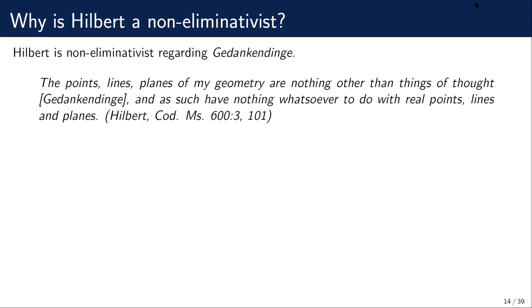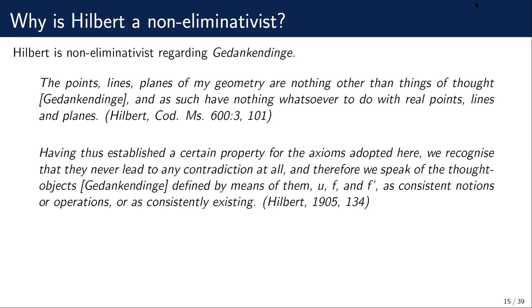In the manuscripts from his archives, he says very starkly, the points and the lines and the planes of my geometry are nothing other than things of thought, and as such have nothing whatsoever to do with real points, lines and planes. So here we have a very stark contrast between what he calls real points and lines and planes. Let's interpret that as Frege's classic realist position on objects. And he's contrasting his own conception of objects here.